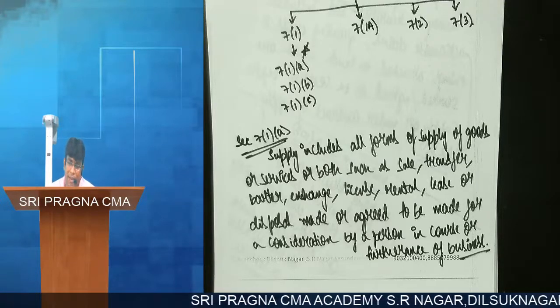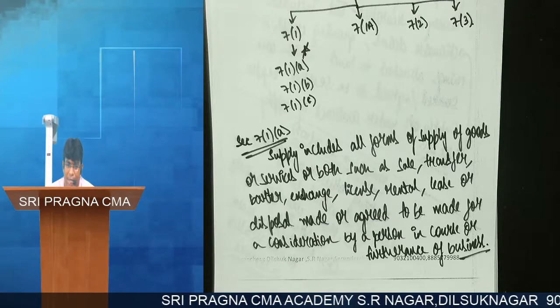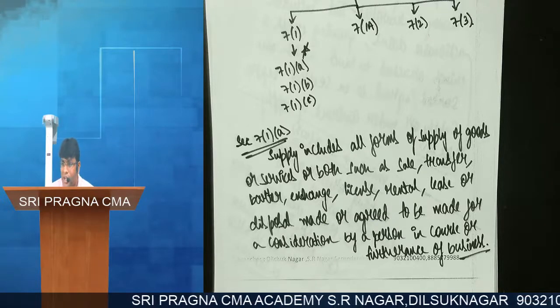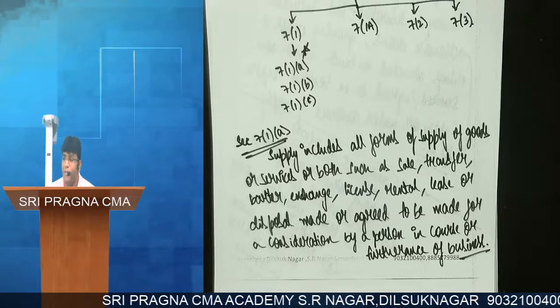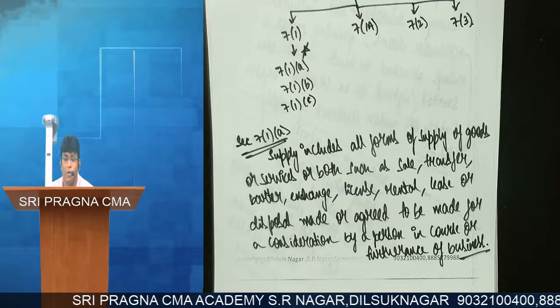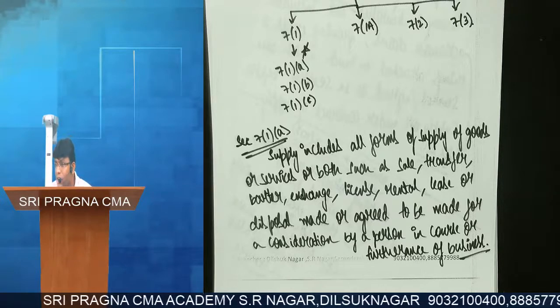Perfect answer. In barter, there is no monetary consideration. But in exchange, there is a monetary consideration. When we go to a cell phone shop, we give our old phone and buy a new phone. That is called exchange. That is not barter.